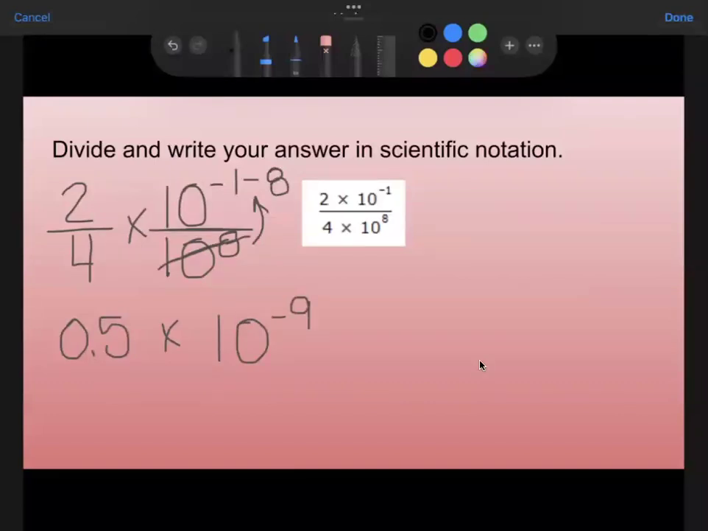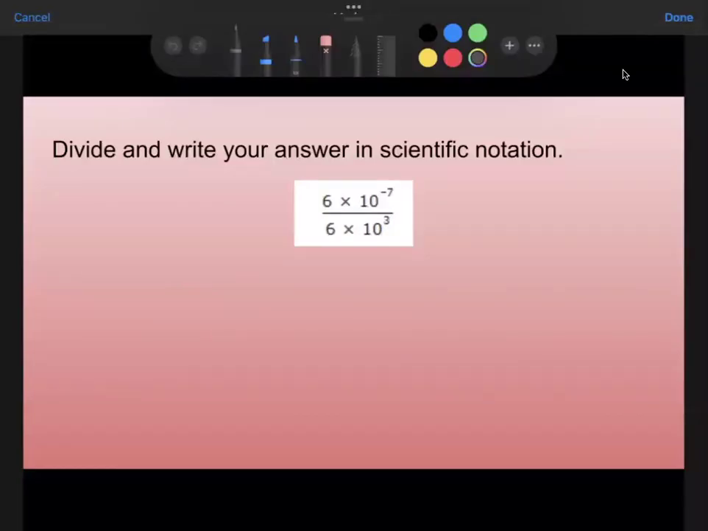Notice that this answer is not yet in scientific notation. In order for it to be in scientific notation, we can only have one digit in the whole number spot. And right now we don't have anything. We have a 0. So we need that 5 to be in the whole number spot, which means I need to move the decimal one more space this way. What that ends up doing is meaning if I have to move it one more time, instead of -9, this is going to be -10. So my final answer becomes 5 times 10 to the -10th.